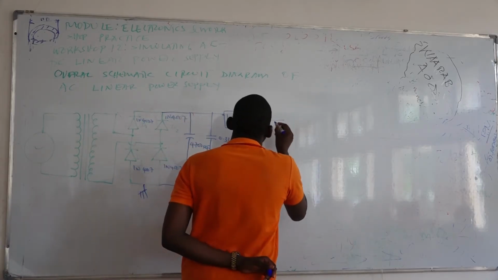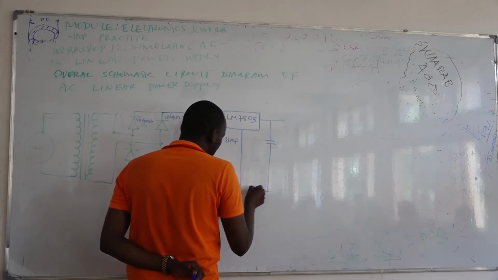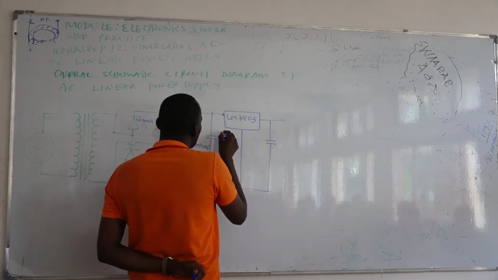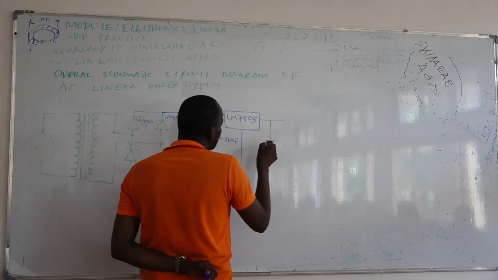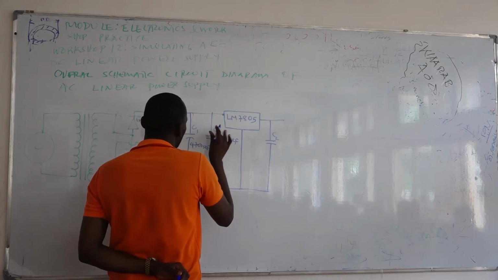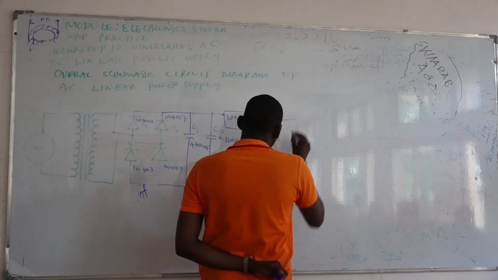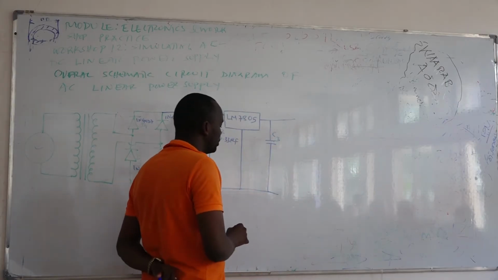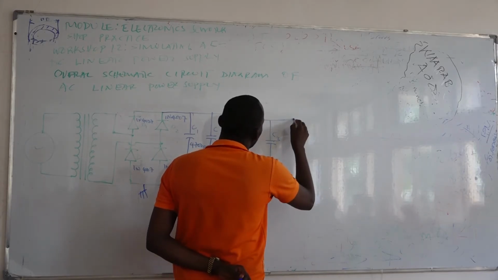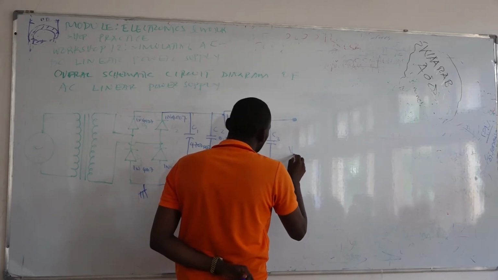Again, at this part, what did we say? We said that here we are going to have another ceramic capacitor to increase the stability of the output voltage. So this is capacitor 1, capacitor 2, capacitor 3. At this point, we expect to have the output voltage. So this is the point where we are going to have what we call V out.